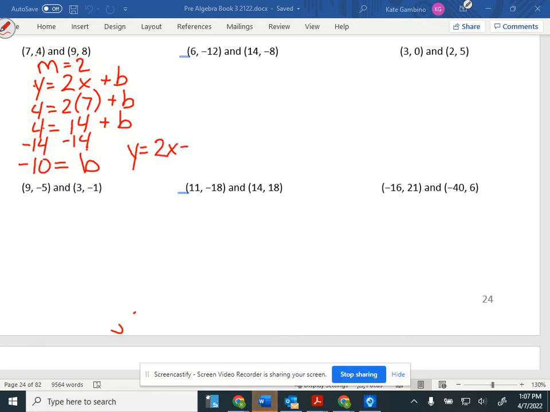Can you keep that on the board while we're working? So I am going to keep this up here. Remember, it was y2 minus y1 over x2 minus x1. So we had 8 minus 4 over 9 minus 7, which was 4 over 2, which is how we got our 2 for our slope. You need to do that for every problem.